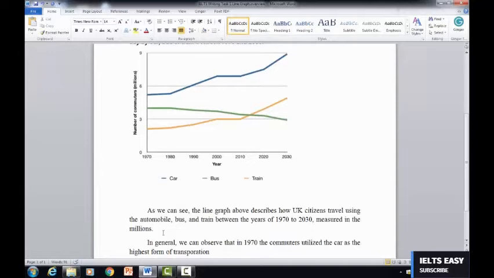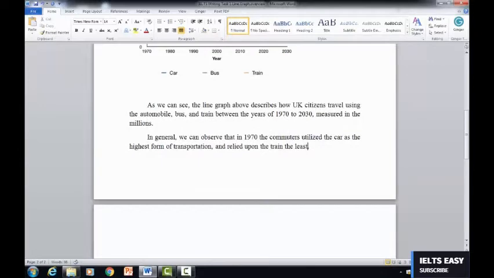All right, so in general, we can observe that the commuters utilize the car as the highest form of transportation, and relied upon the train the least. All right, there's our first sentence of our general information.